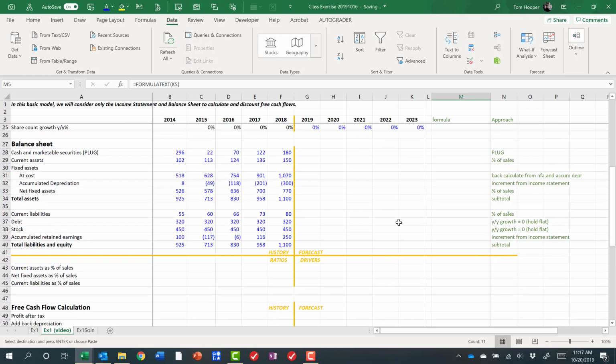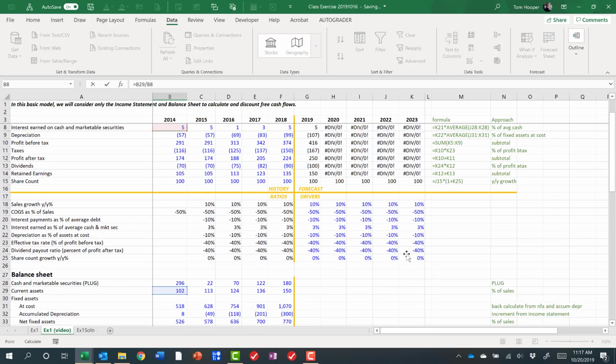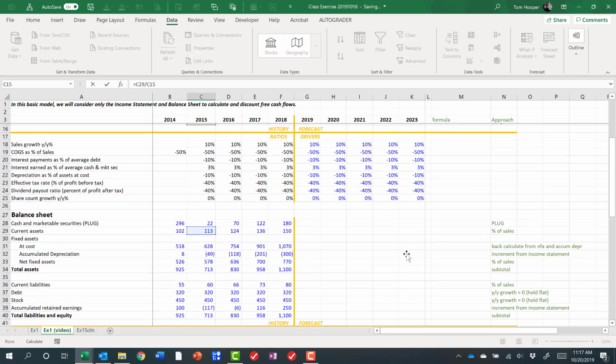Now let's come to the balance sheet. Again, start in the upper left quadrant, look at our history, and then calculate the appropriate ratios on that history. So our current assets as a percent of sales, we'll divide by sales. I think I'm going to start on 2015 on this one. Current assets as a percent of sales.